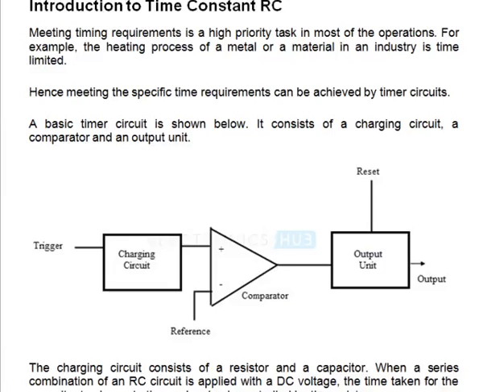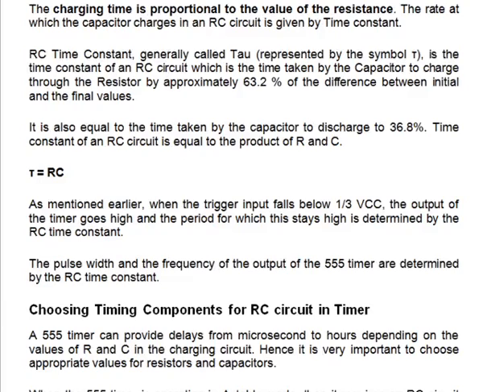The charging circuit consists of a resistor and a capacitor. When a series combination of an RC circuit is applied with DC voltage, the time taken for the capacitor to charge to the peak value is controlled by the resistor. The charging time is proportional to the value of the resistance. The rate at which the capacitor charges in an RC circuit is given by the time constant.